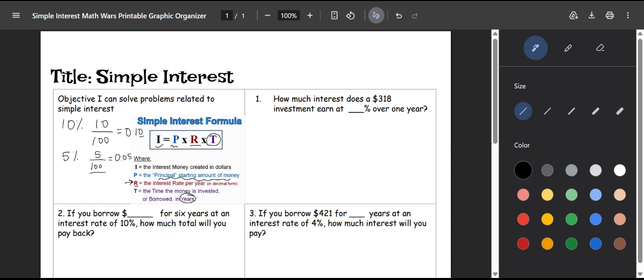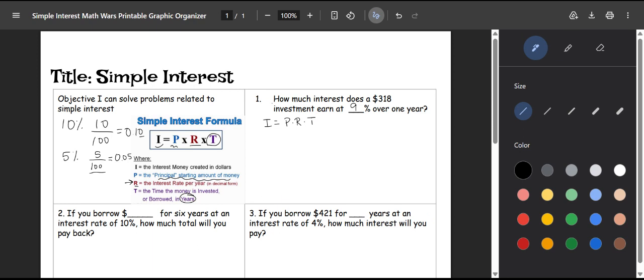So question number 1. How much interest does a $318 investment earn at 9% over 1 year? So let's fill in our blank. That was 9%. First, we write our formula. Interest equals principal times rate times time. And even though we're writing the letters, I do recommend saying the names that those letters represent to yourself to help remember what they represent.